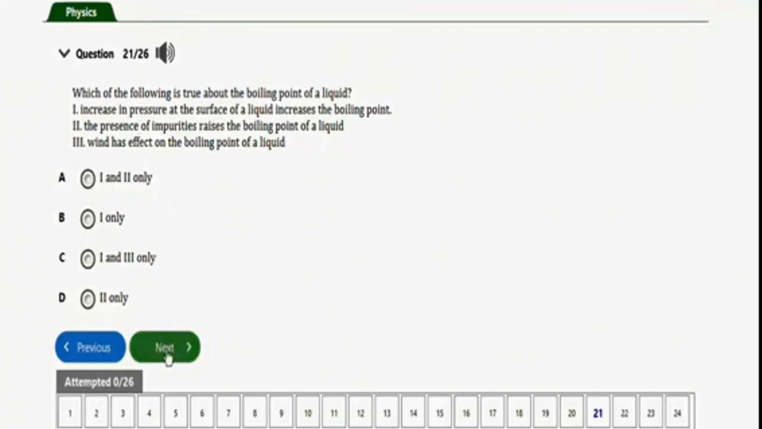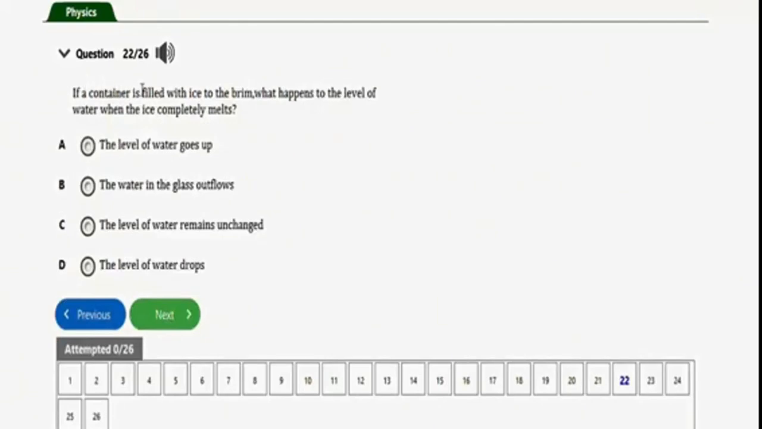Alright, next question is this one. It says, if a container is filled with ice to the brim, what happens to the level of water when the ice completely melts? The level of water goes up, the water in the glass has flowed, the level of water remains unchanged, the level of water drops. Now take note of this particular question. The correct option is option C, level of water remains unchanged.